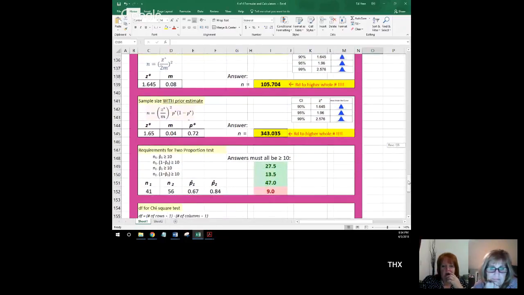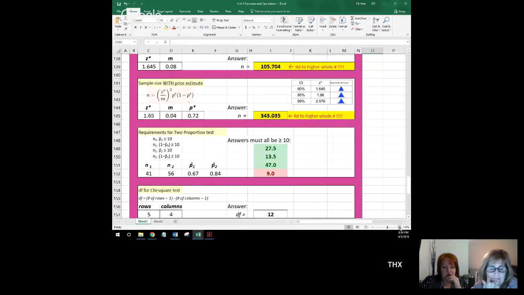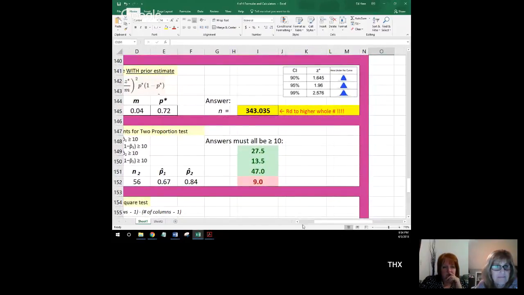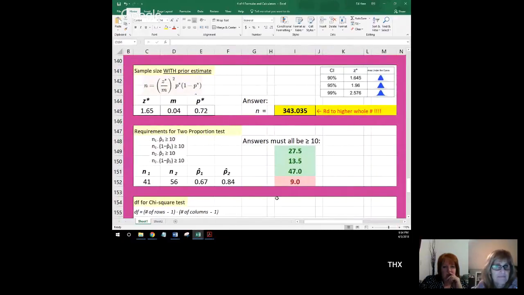So we need to go back to that chart, Ed, since you've got that. Yeah, I think it's this one here. The requirement for a 2 proportion test: all answers must be greater than 10. So let's see, what was the N1? 41. And the proportion of the N1 was 0.67. The sample of 56 women and 0.84. Is it the second one?